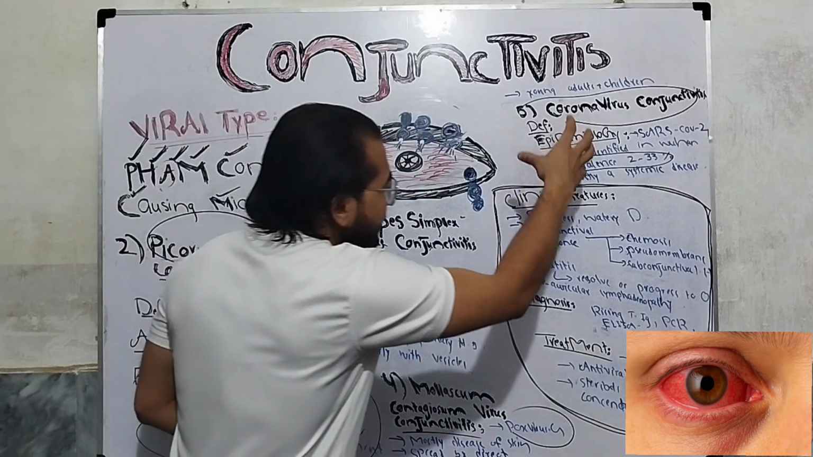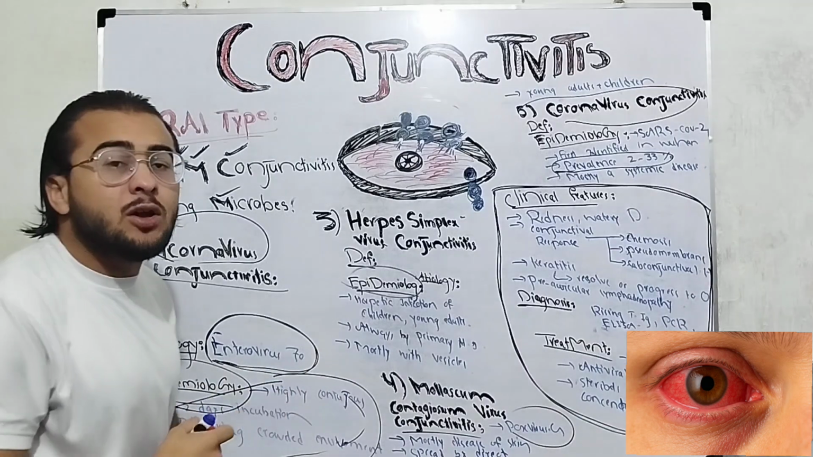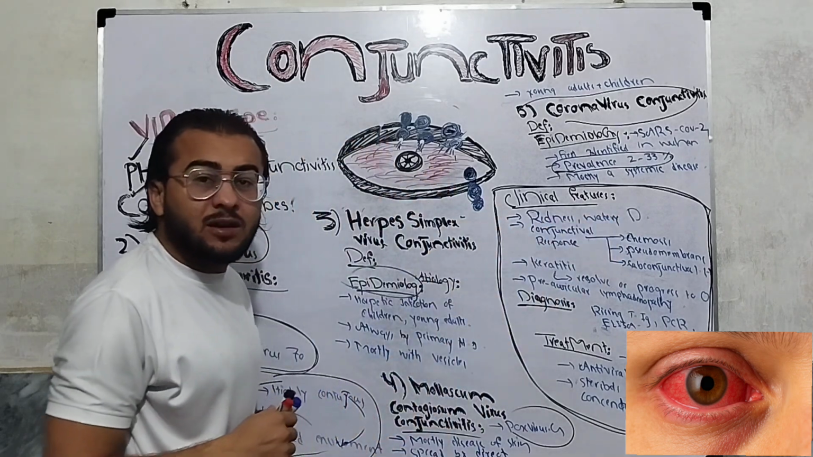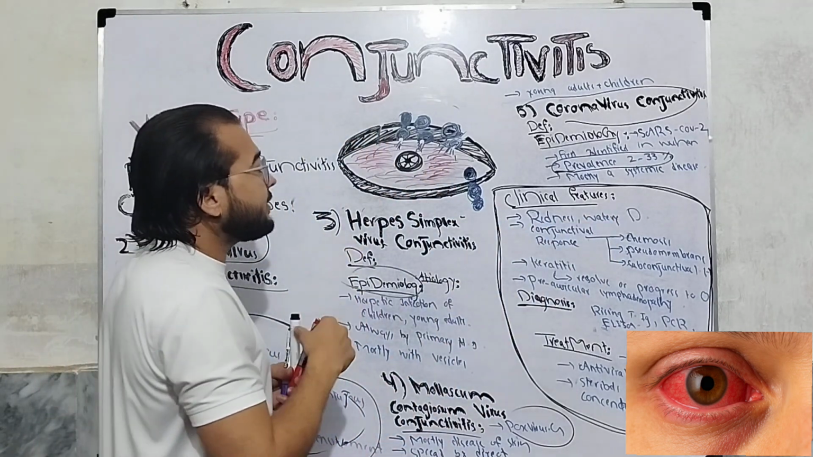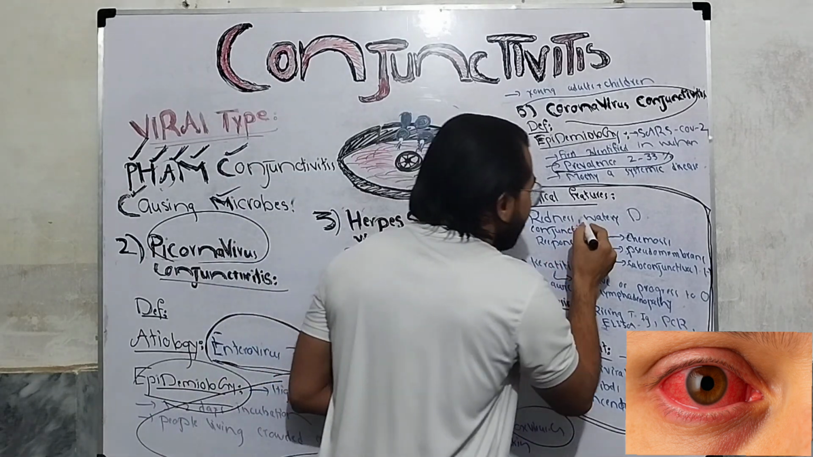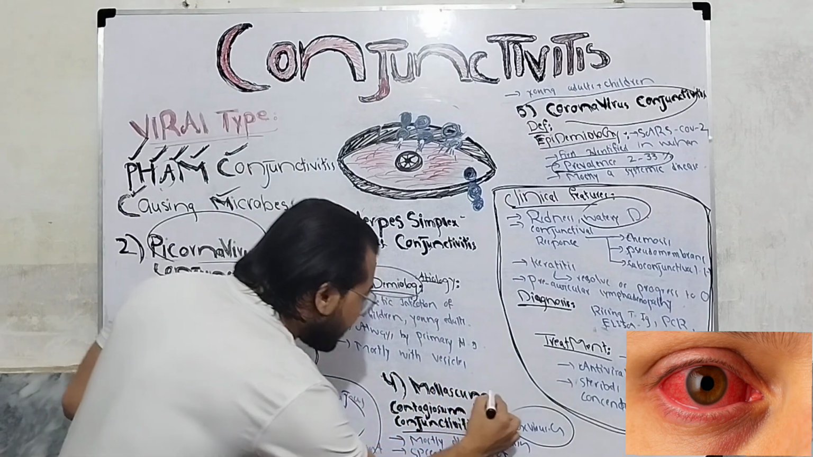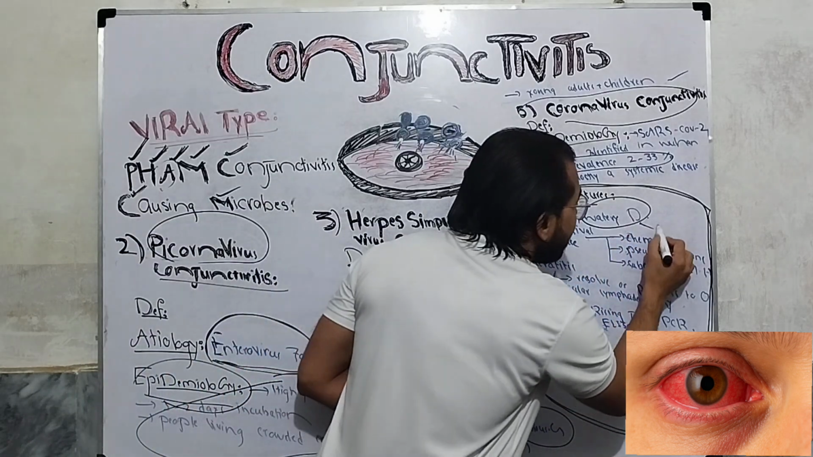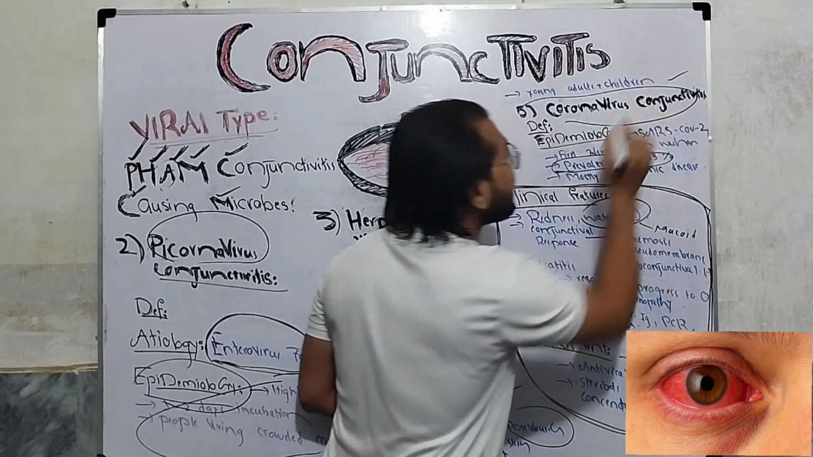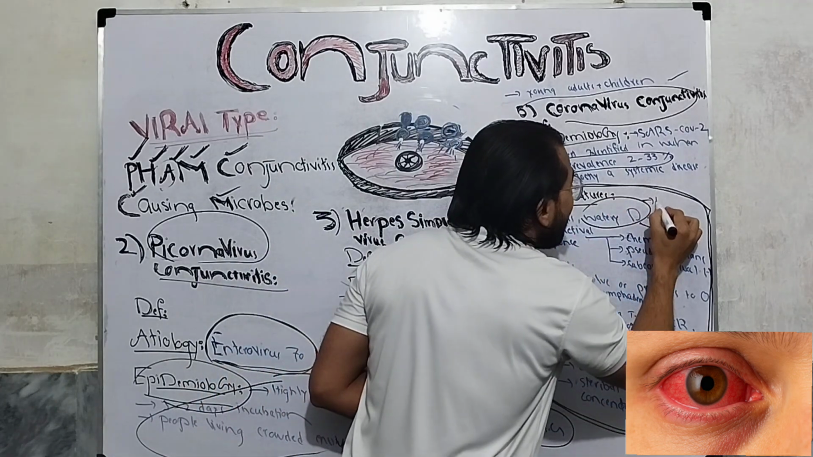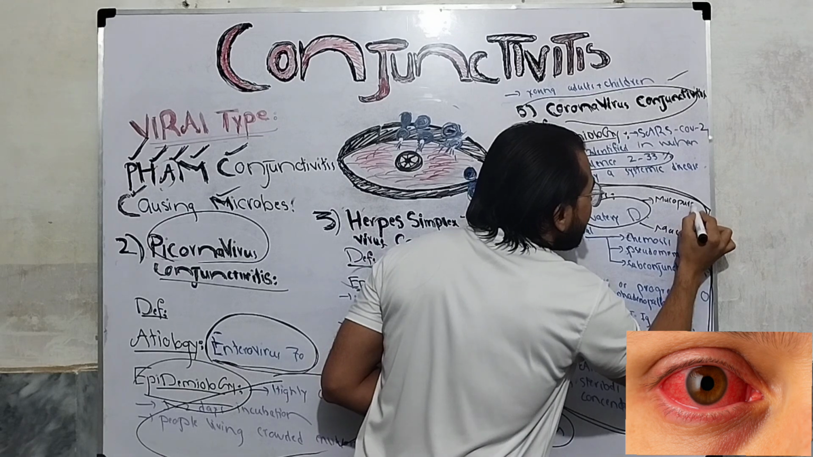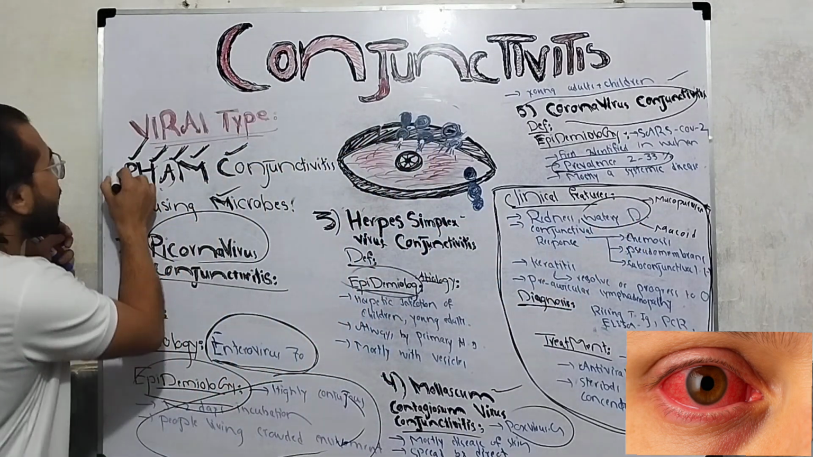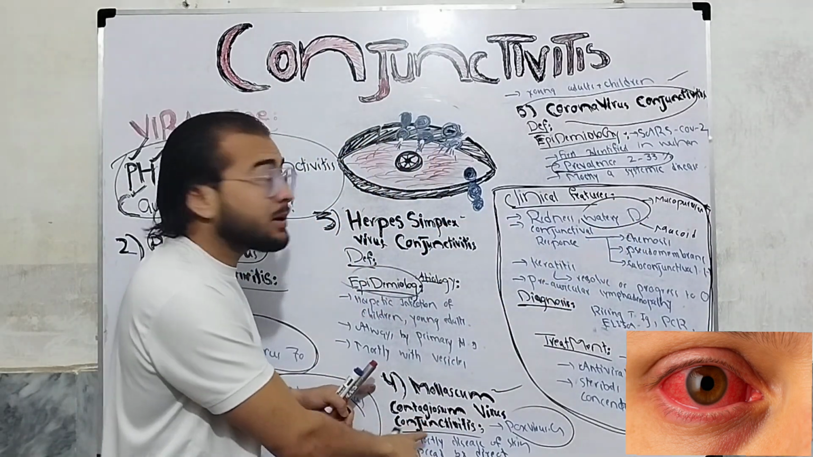Now we will discuss the clinical features for all these viral types of conjunctivitis. We know that there will be redness and watery discharge, but remember I told you that most viruses have watery discharge, with the exception of two, molluscum contagiosum and coronavirus. Molluscum contagiosum has mucoid discharge, and coronavirus conjunctivitis will have mucopurulent discharge. So there will be redness and watery discharge in most of these viruses, with the exception of molluscum contagiosum and corona.